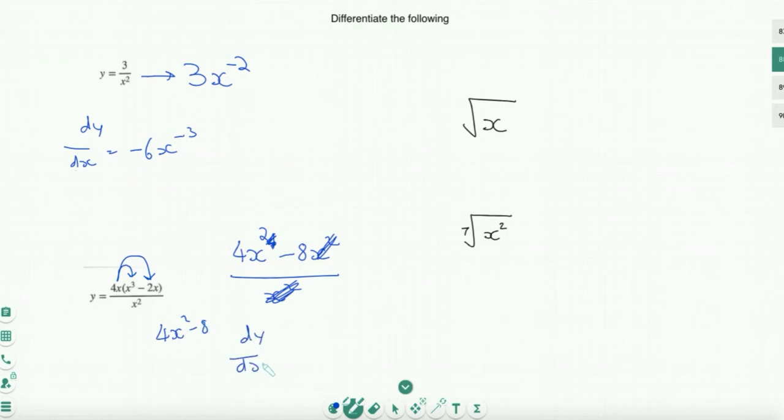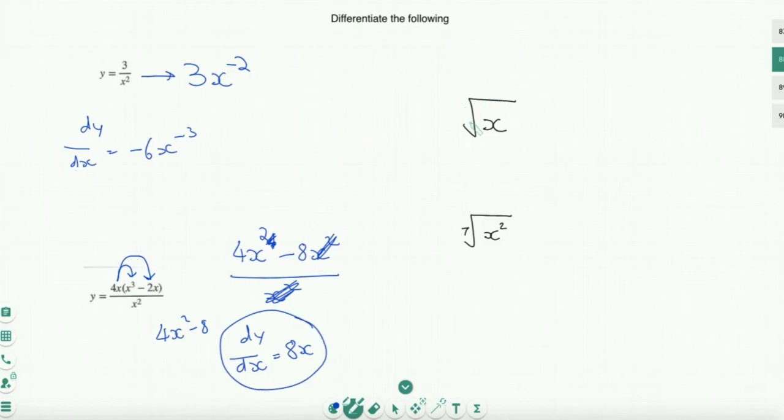Dy over dx equals 4 times 2 is 8. X, 2 minus 1 is 1. So 8x to the power of 1, basically just 8x. And minus 8 is a constant, so it just disappears. And this is our answer.